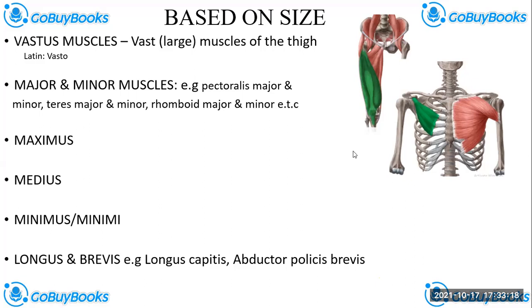I'm glad you guys are following. So based on size, we still have other muscles that are named based on size. We have major and minor muscles. Examples of these muscles are the pectoralis major and minor. These are the pectoralis major.